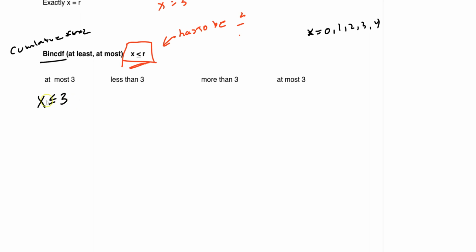And that's exactly what I want. Ding ding, that's the way you want it, right? So this one, you just put in your calculator binomial CDF, and X is less than or equal to 3. I'll show you how that looks right now in your calculator.